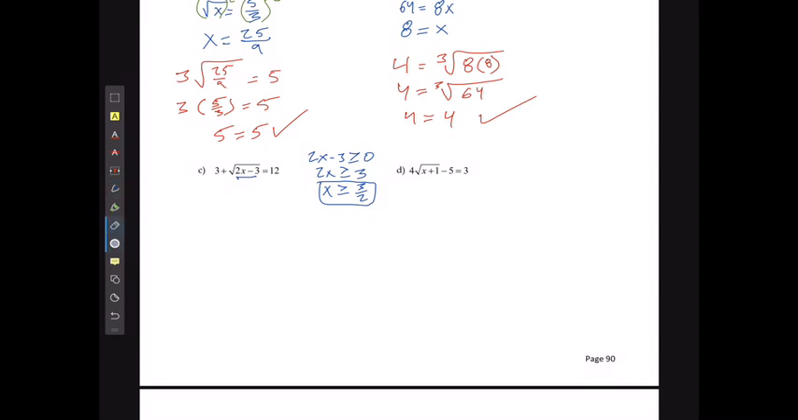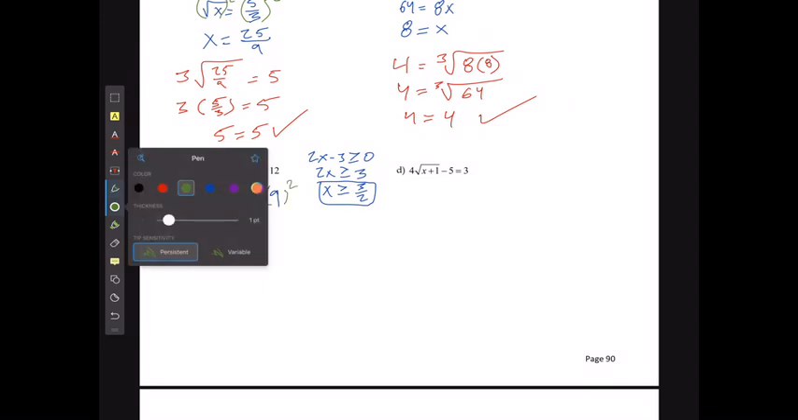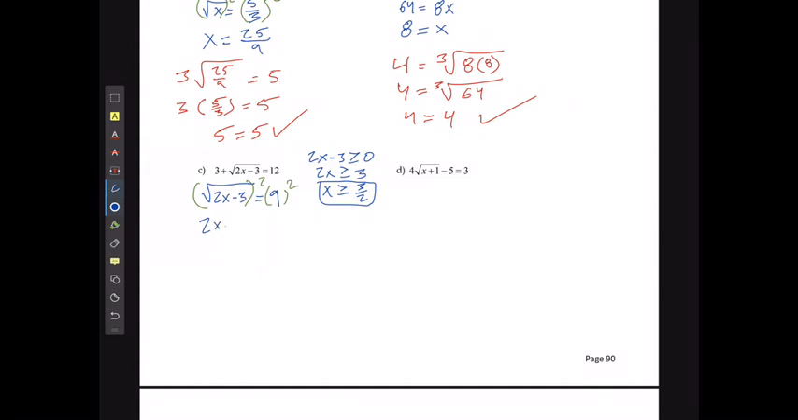Now I'm going to go back to my equation, and I'm going to start by subtracting 3 from both sides to get the radical by itself. And I'm going to say the square root of 2x minus 3 is equal to 9. Now that the radical is by itself, I'm going to square both sides. And I can say that 2x minus 3 is equal to 81. I'm going to add 3 to both sides. 2x is equal to 84. And I'm going to divide both sides by 2. x is equal to 42.